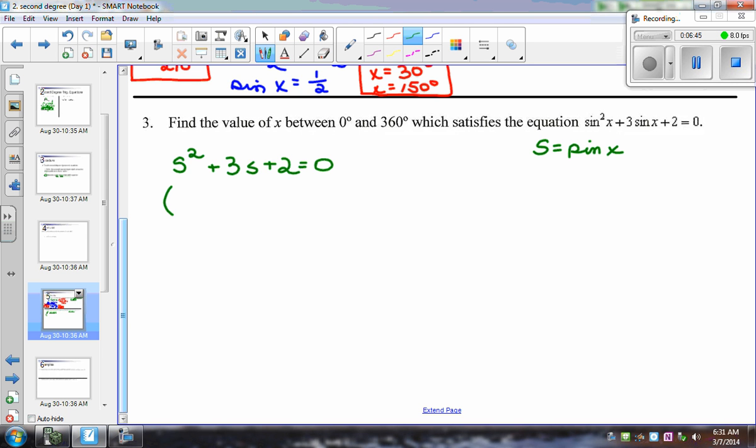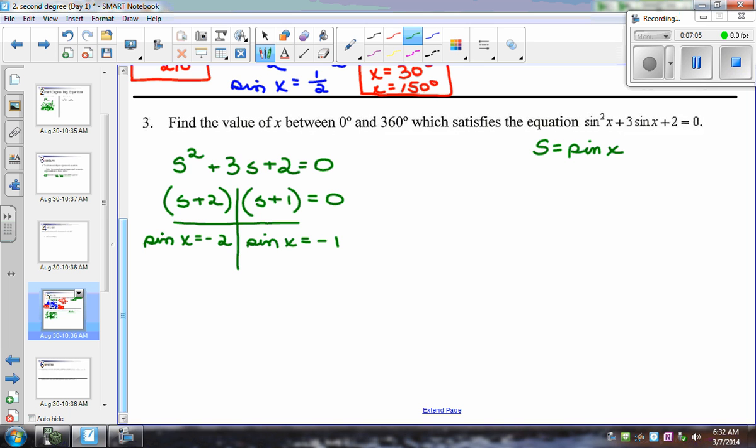Here, standard trinomial. So when we factor it, we get s plus 2 and s plus 1 as our factors. We're going to solve. And as we know, s really represents sine. So we're going to rewrite our answers or our roots in their trig form and go to work. Once we get to here, calculator comes back into play.